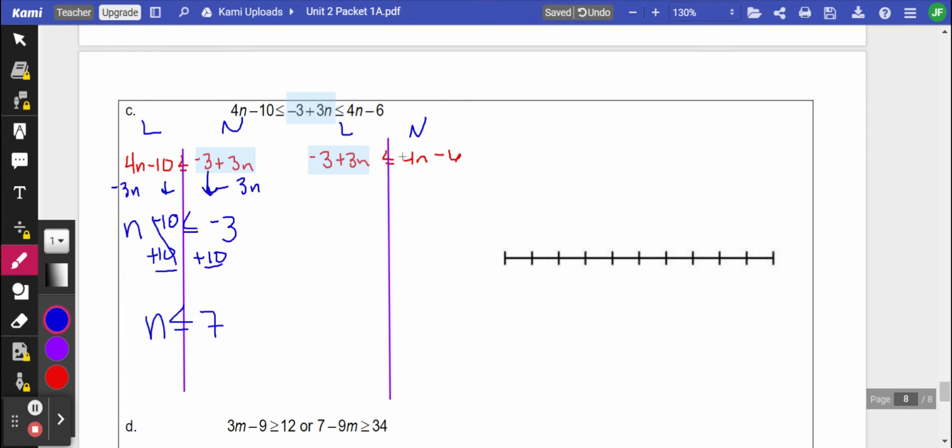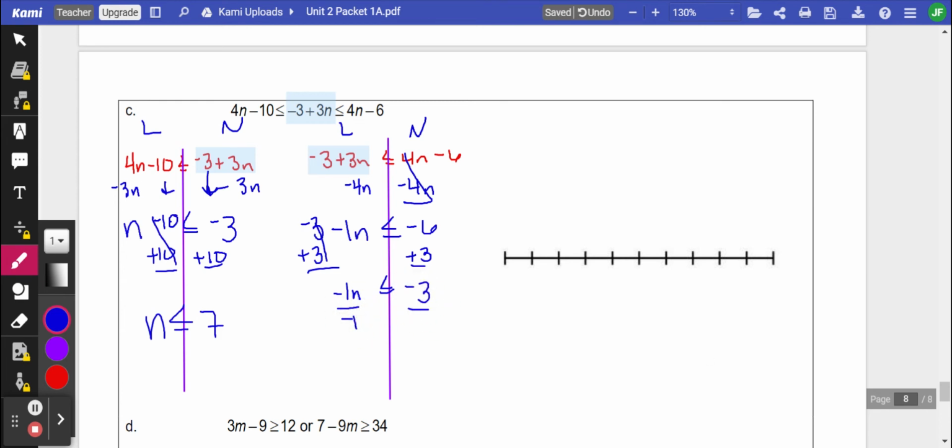For the second one, we're bringing our letters to the left side, so I'm going to subtract 4n from both sides. And we are going to get negative 3 minus 1n is less than or equal to negative 6. We have to add 3 to both sides. So since we're adding and subtracting, we don't have to worry about flipping our sign at all yet. So negative 6 plus 3 is negative 3.